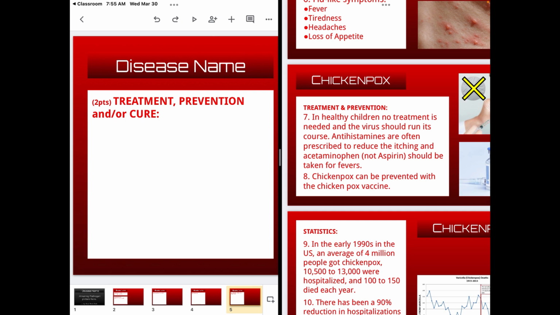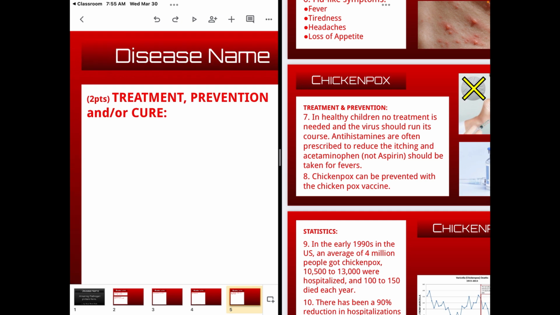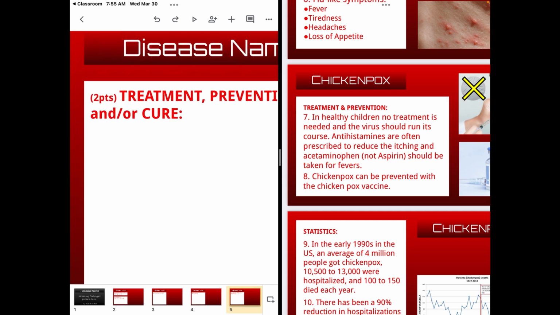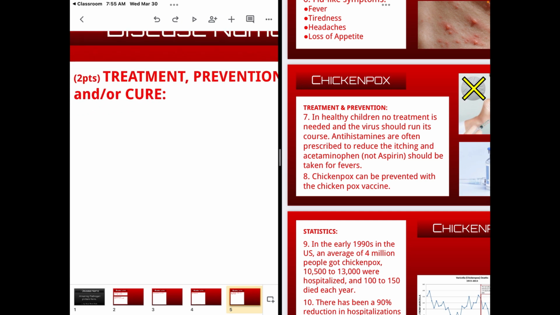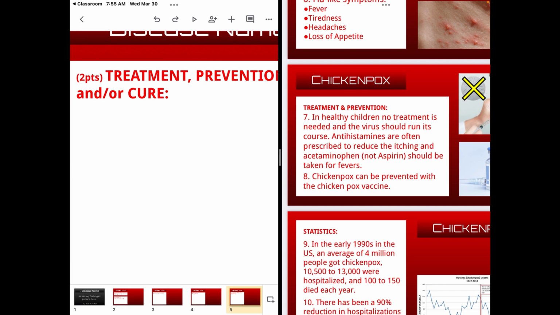So I deleted the part of the title that I didn't have. You could just do 2 points of treatment. You could do 2 points worth of prevention, or one or two of these categories. You don't have to do them all. Do what you can find. There's a little bit of flexibility.